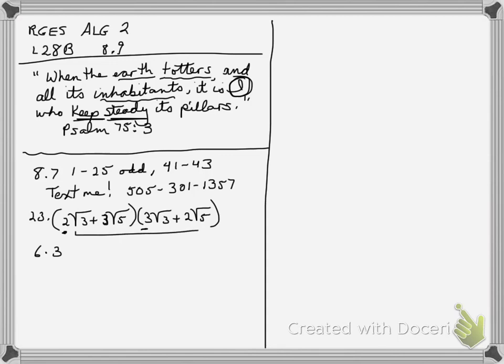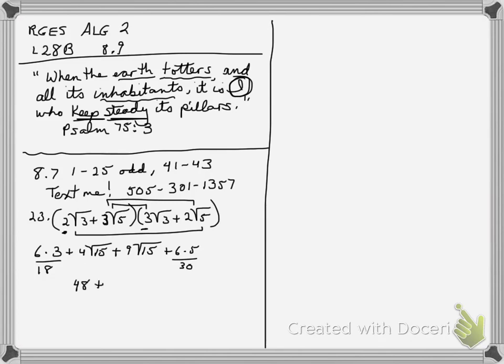Outer terms, we're going to have plus 4 square root of 15. Inner terms, we're going to have plus 9 square root of 15. And last terms would be 6 times 5. Square root of 5 times square root of 5 is 5. So we take these two, we multiply them. That would be 18 and 30, and we're going to add those together. So this would be 48.